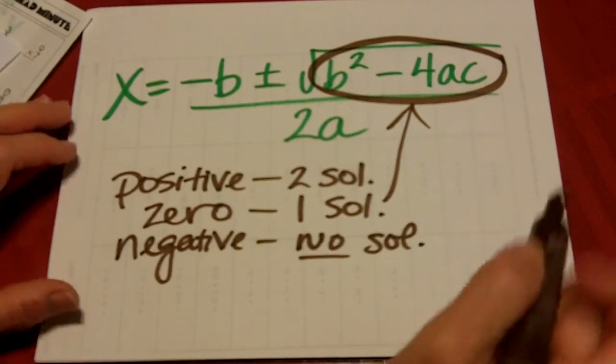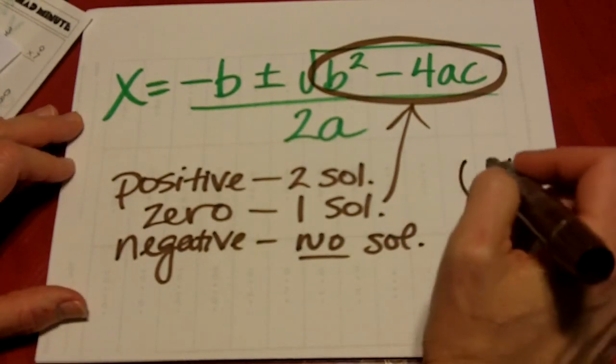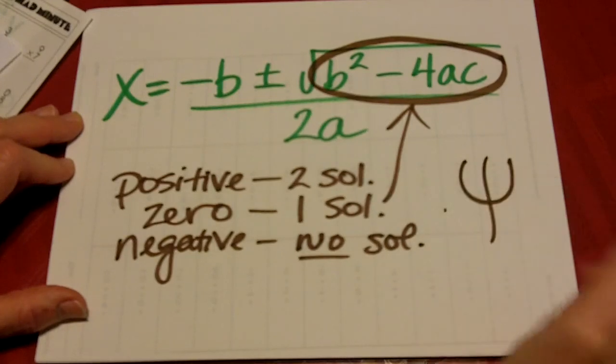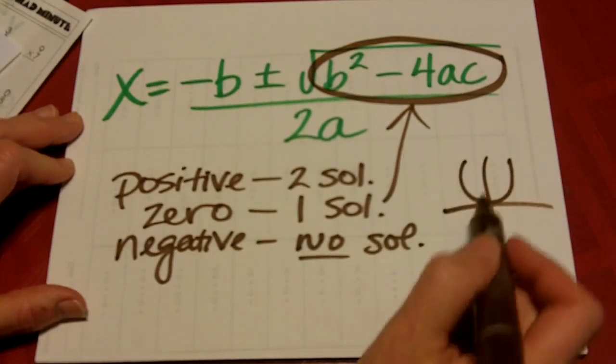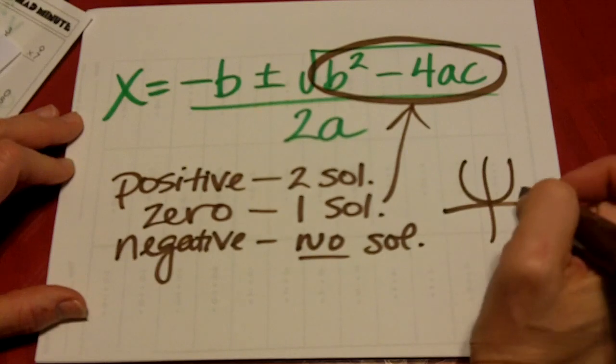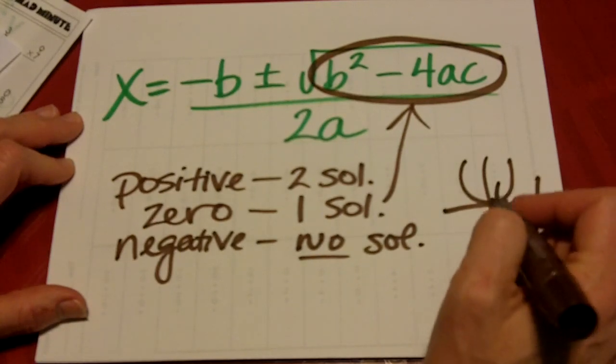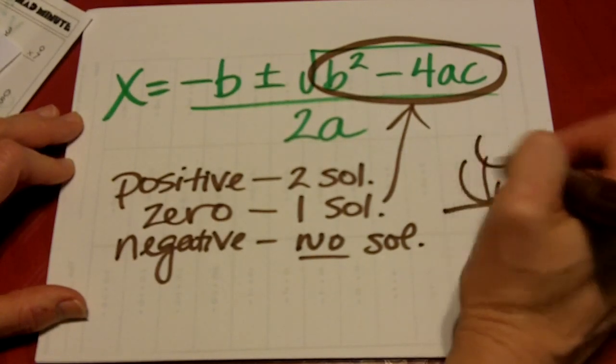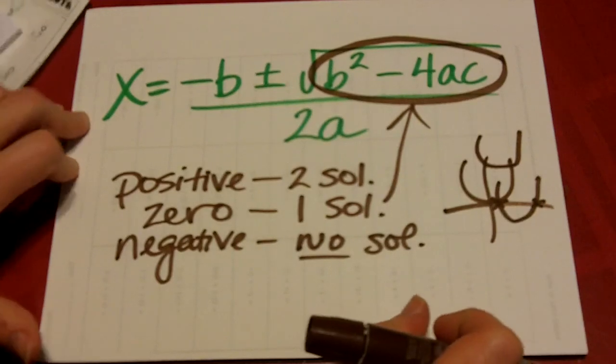And because of that, you can really know how your graph is going to look. Okay, there's your graph. It could land right there on x and have 1 solution. It could cross x twice and have 2 solutions. It could be floating in the air and have none.